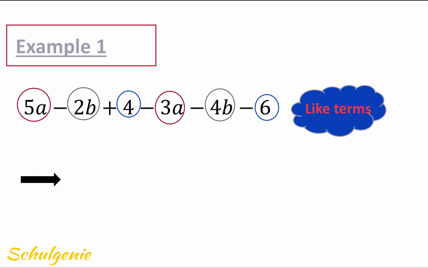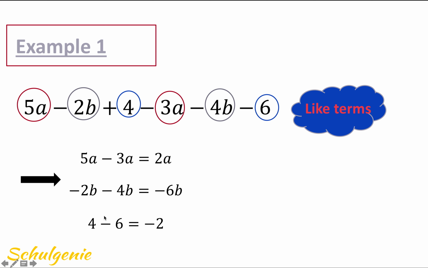So now we have to combine the like terms. First, we have the like terms in red. 5a minus 3a equals 2a because we just subtract 5 minus 3, 2, and the variable they share, a. Now the second like terms, you have negative 2b minus 4b. When you have two negative terms, you're going to add them and the answer will be negative. I don't know if you know this. So the answer will be negative 6b, because 2 plus 4 is 6, and it's negative.